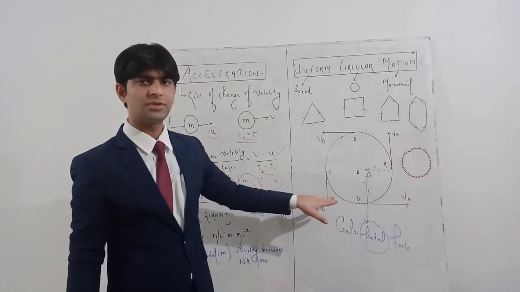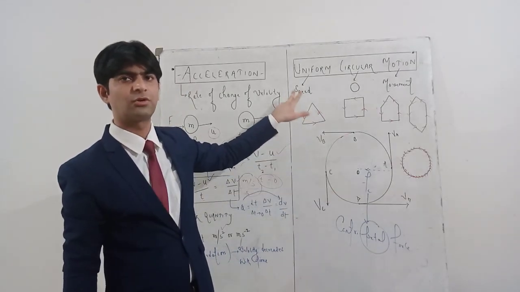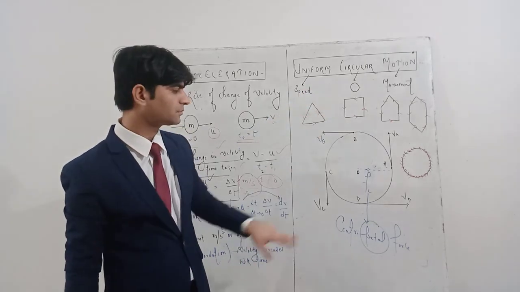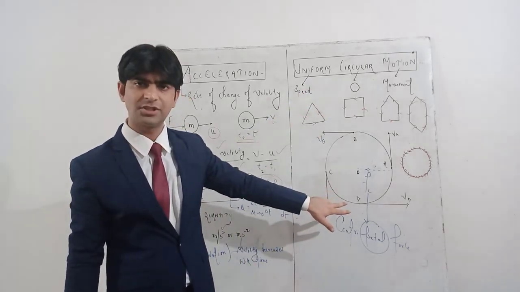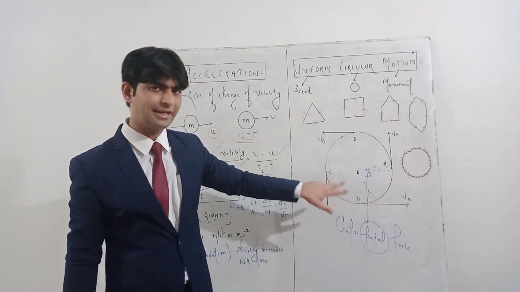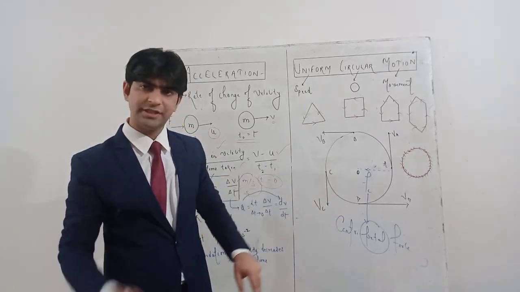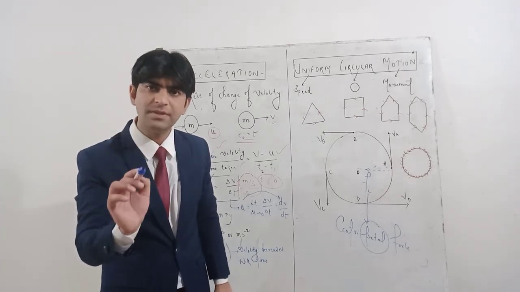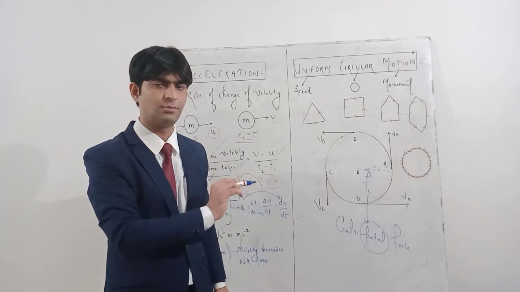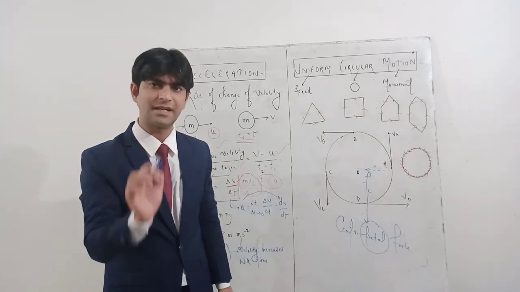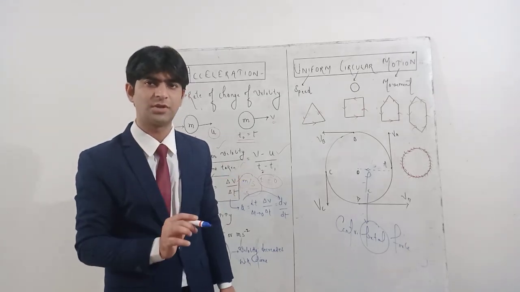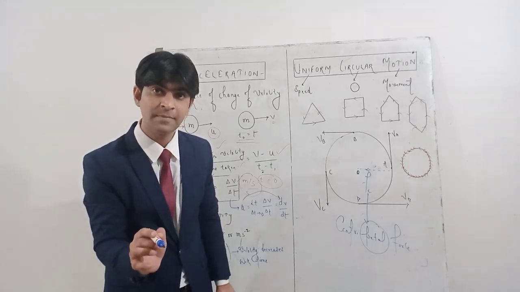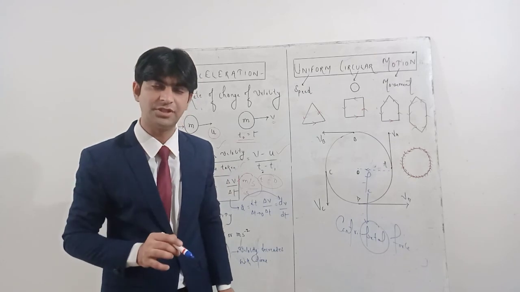Uniform circular motion is a motion in which the body moves with a constant speed in a circular track. The tangent gives the direction of the velocity at any point. The changing velocity will be there, so the acceleration will not be zero in uniform circular motion. There will be certain acceleration in uniform circular motion. Why? Because the velocity is changing. And why is the velocity changing? Because the direction of velocity is changing at every point.